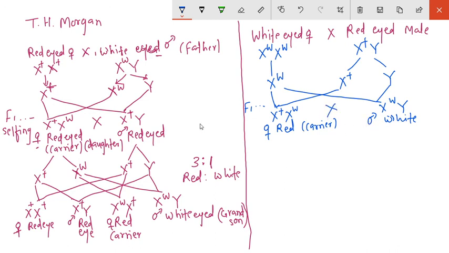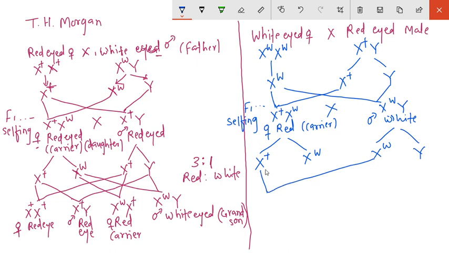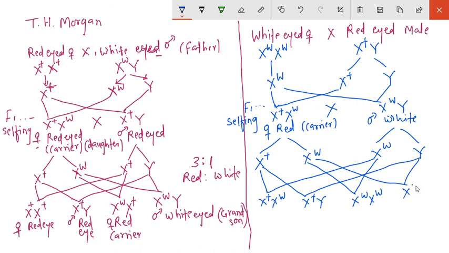Intercross, or allowed to self-mate. Then it produces two different types of gametes: X plus and XW from the female, and XW and Y from the male. When X plus comes with Y, we get X plus Y. When X plus comes with XW, we get X plus XW. When XW comes with XW, we get XW XW. And when XW comes with Y, we get XW Y.